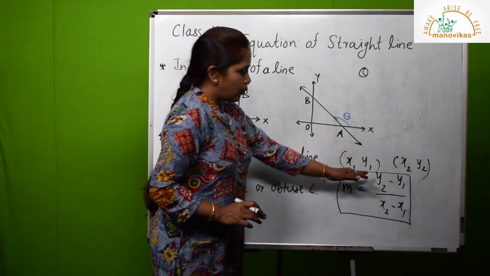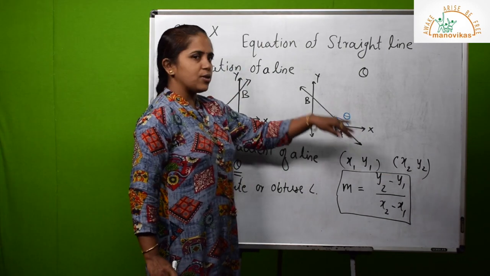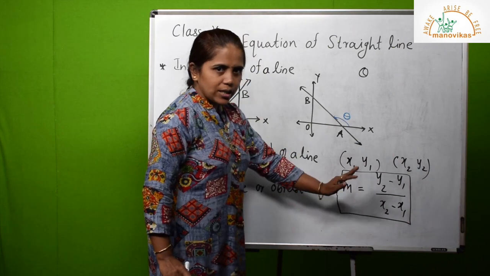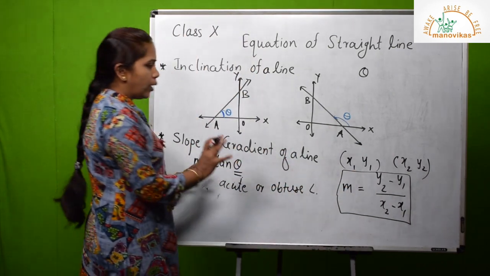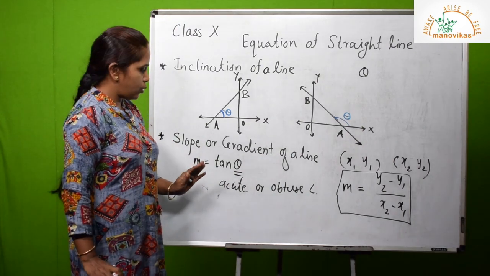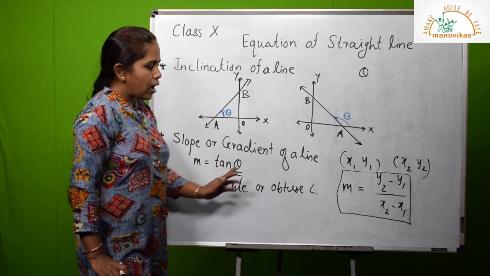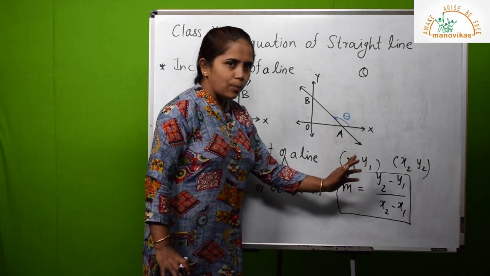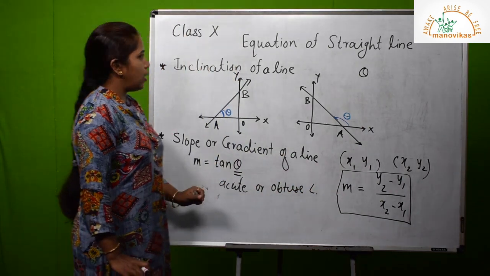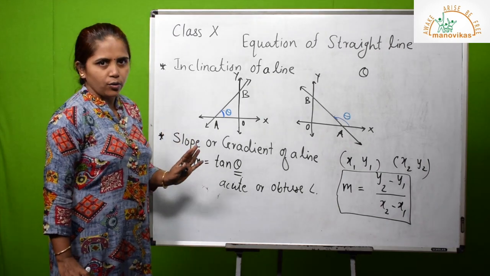That is how to define this. y2 minus y1 means the difference between the y coordinates, divided by the difference between the x coordinates. So these are the two important formulas to find the slope of a line, or gradient of a line: m is equal to tan theta, and m is equal to (y2 minus y1) upon (x2 minus x1). This is all about the inclination of a line and slope or gradient of a line.